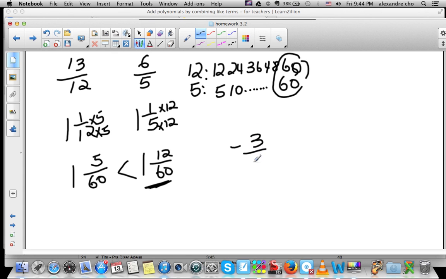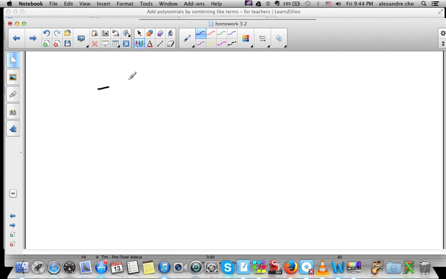Next one, negative 3 over 4 and 2 over 5. This one you don't have to do anything. You have to realize that a positive number is always going to be greater than a negative number, so automatically negative 3 over 4 is less than 2/5.